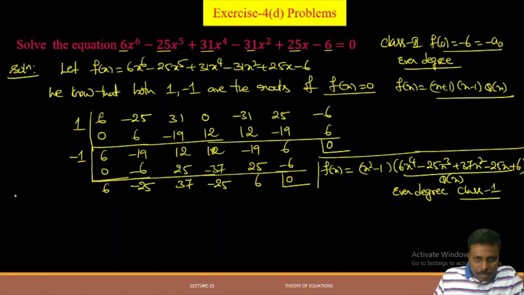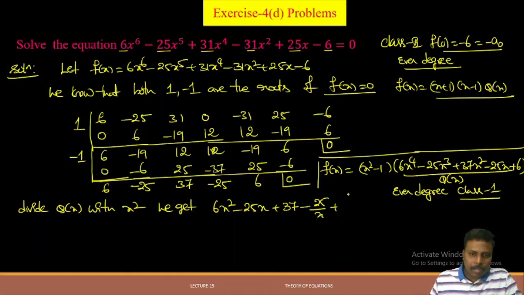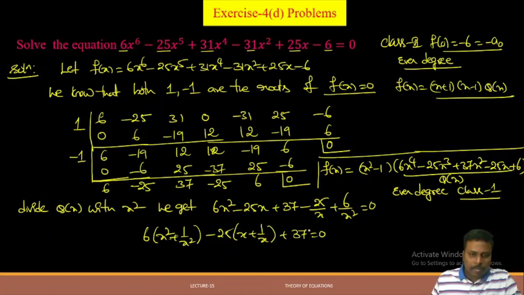even degree, and it is a class 1 equation. So divide q of x with x square, we get 6x square minus 25x plus 37 minus 25 by x plus 6 by x square is equal to 0. So upon grouping the terms, 6 into (x square plus 1 by x square) minus 25 into (x plus 1 by x) plus 37 is equal to 0.